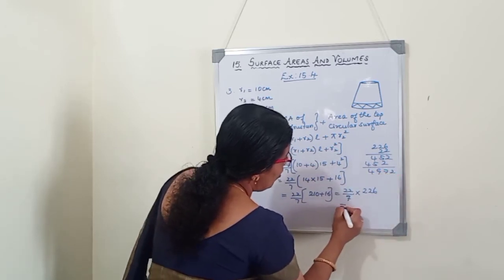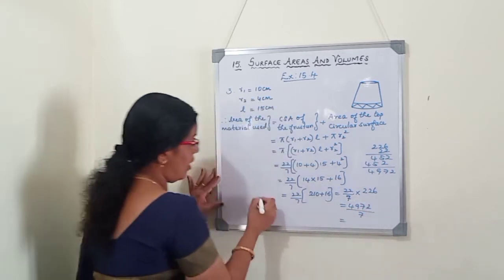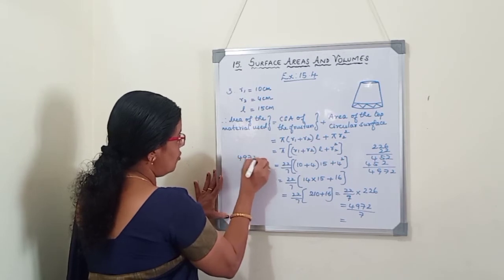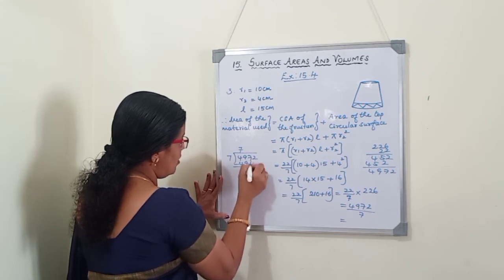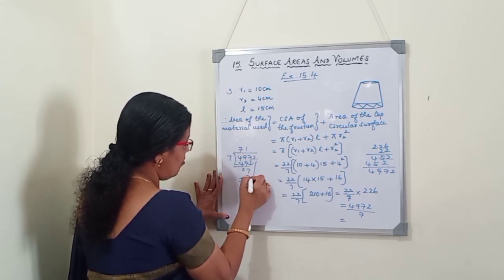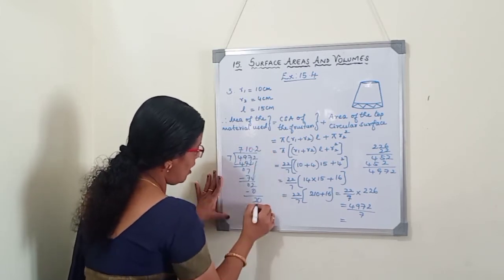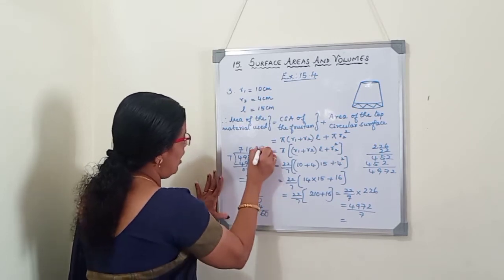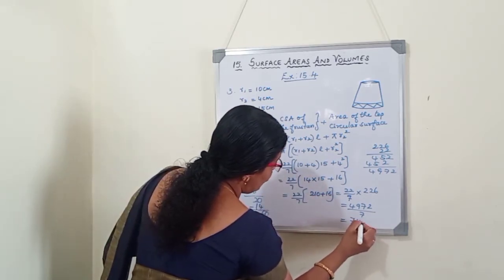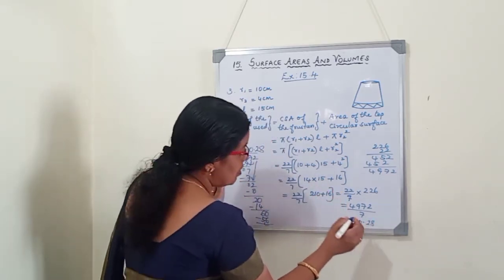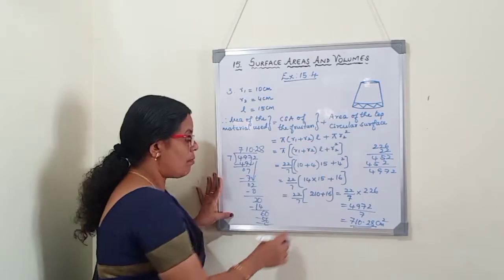It is 4972 divided by 7. So we have to divide. 4972 divided by 7. 7 sevens are 49. 7 ones are 7. Bring 2. 7 zeros are 0. 20. 7 twos are 14. 60. 8 sevens are 56. So it will be like this. 710.28 centimeter square is the material used for making this cap.